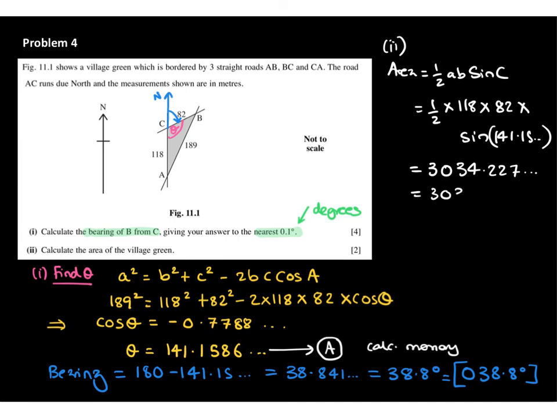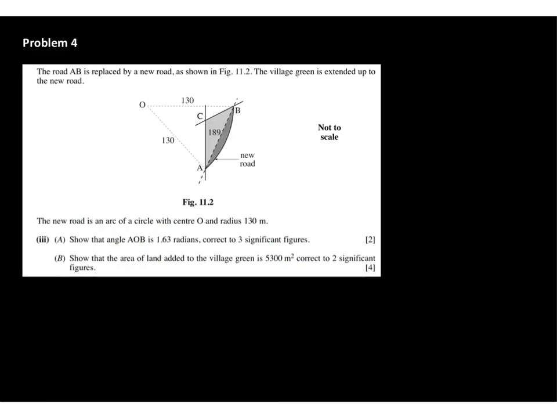So I think we'll round that to 3034 metres squared to the nearest whole number. Now, read part 3 of the question really carefully, because the question now moves into having to use radians here. So the road AB is replaced by a new road, as you can see in the diagram, and the village green, which was the triangle ABC, is extended to the new road, and you can see the segment, the darker shaded part that's been added on.